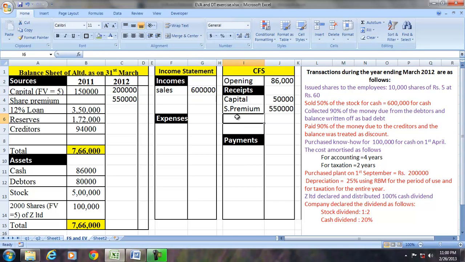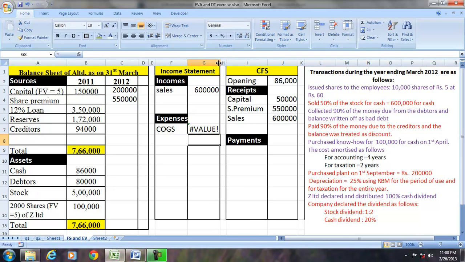Sold 50% of the stock for cash, so sales is equal to 600,000. Sales is a cash inflow, and the cost of goods sold is 50% of the stock, so 0.50. So the stock of goods sold is 250,000, 500,000, and as a result the stock reduces to 250,000.